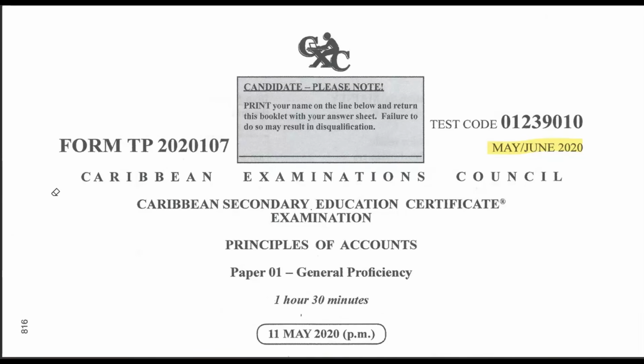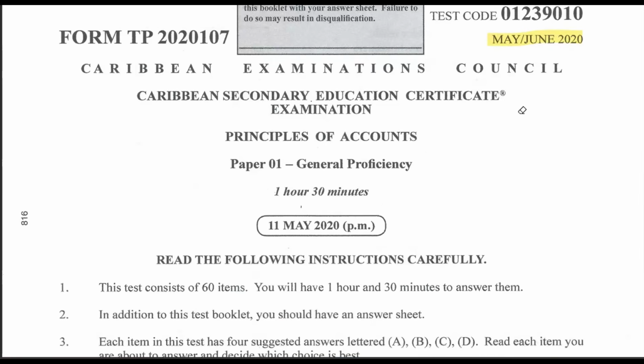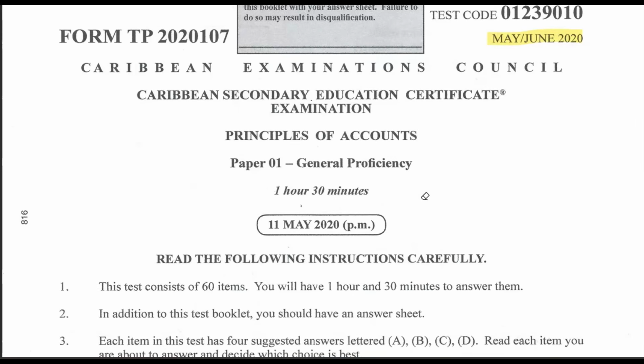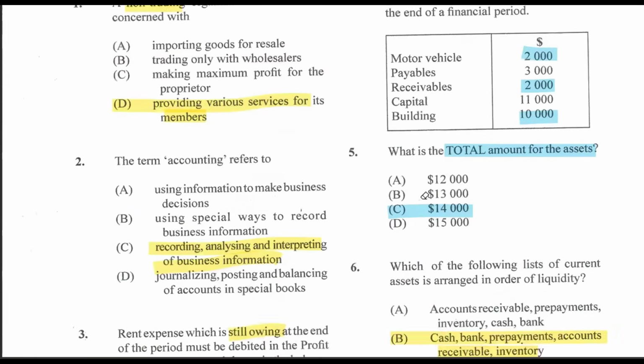Looking at the Principles of Accounts May June 2020 Paper 1. Now, of course, this is in preparation for your Principles of Accounts Paper 1 examination. Alright, guys, let's jump into it one time. May June 2020 POA Paper 1. Let's have a go. Now, question 1.